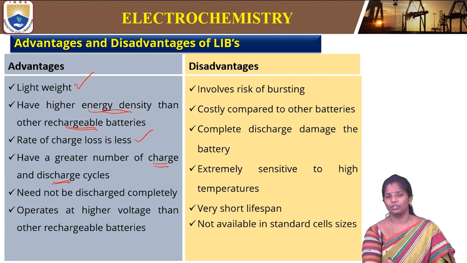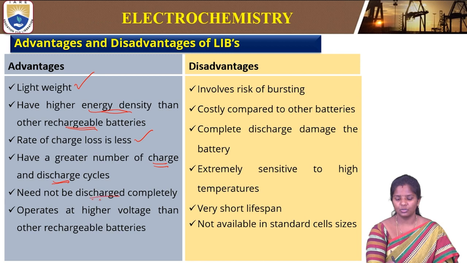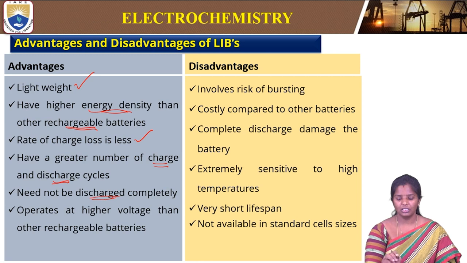Before any application of a battery, we generally test the charge and discharge cycles at lab scale. This has very good charge and discharge cycles, with a great number that can be used for a longer time, and it need not be discharged completely. This battery need not be drained off completely. To recharge, even if there is 1 or 2% of charge, for example with mobile phones, we need not wait until the charge is zero. Even if it is 20%, 10%, we keep on charging the mobile. That is what we mean by not needing to discharge completely.